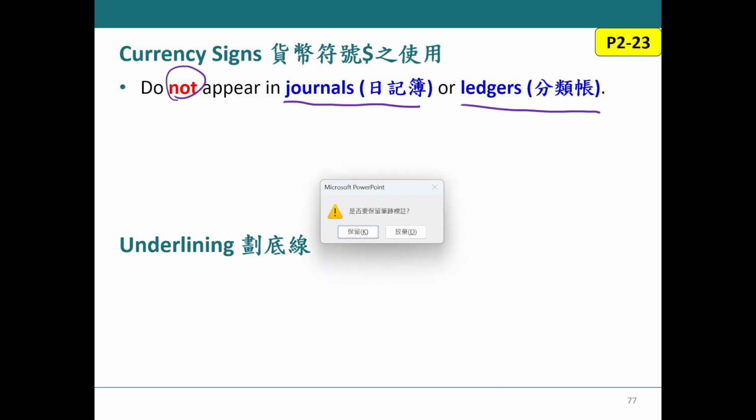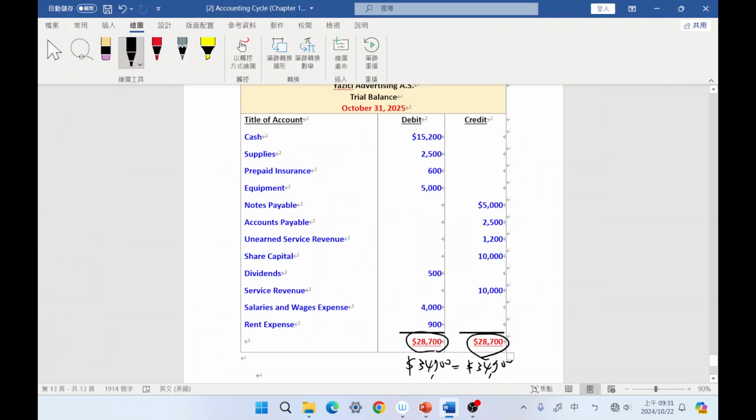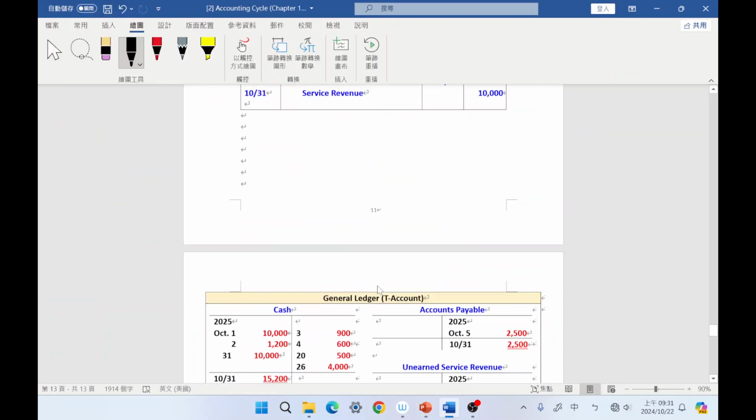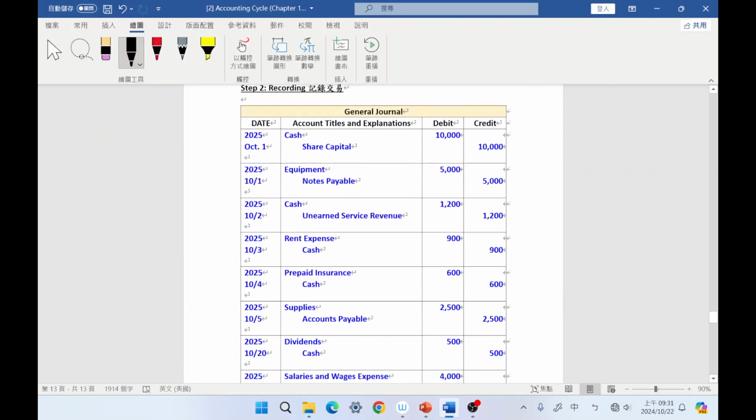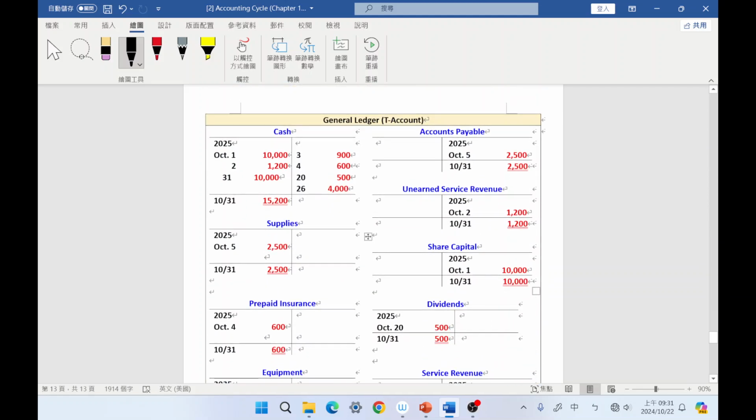So did you find out? When I write down first book journal, did I write down? Have I write down any dollar sign? No, I don't. Okay, so first book, you don't need to write down dollar sign, currency sign, okay? For your second book, also, you don't need to write down dollar sign, currency sign.